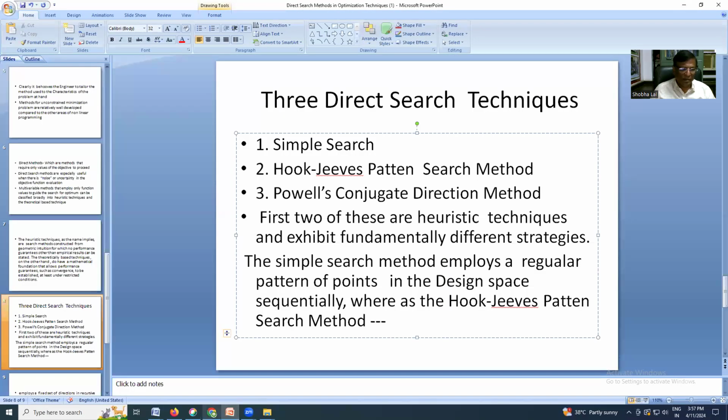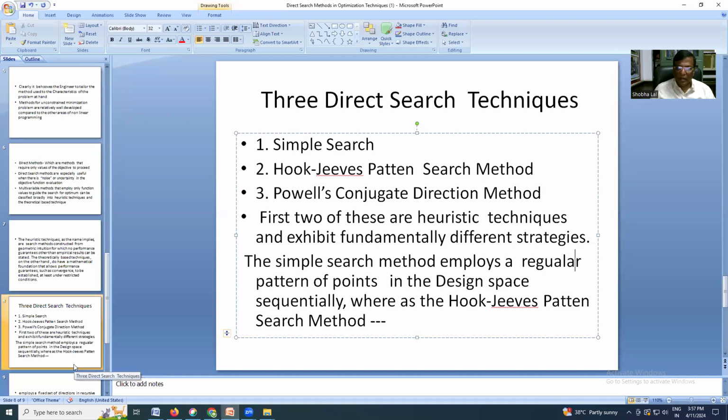Learners, in this series of my discussion, today I am again with optimization technique and some left part of direct search methods. So it will be better for you to see the slide and enjoy this lecture. I'm trying to share the screen for your better understanding.